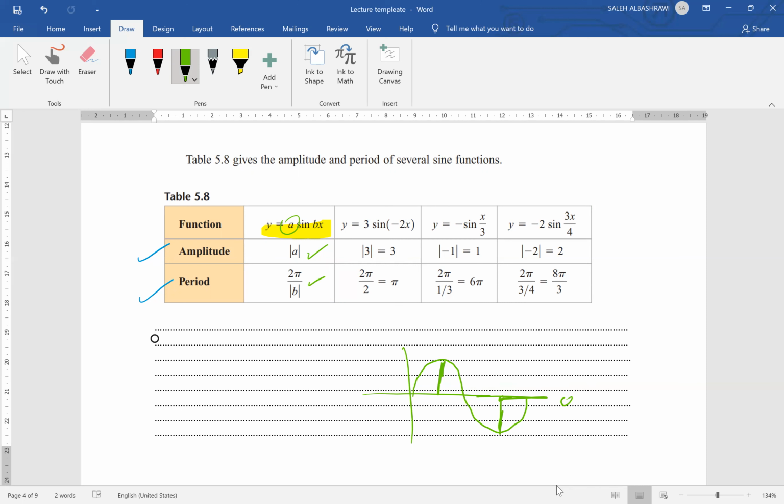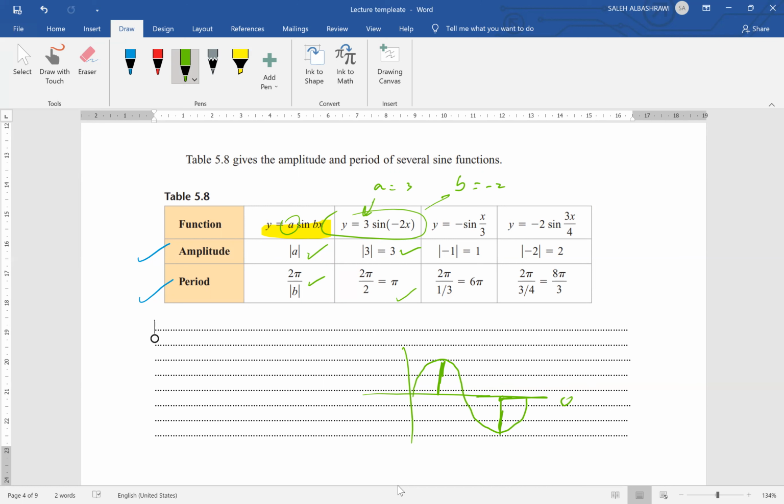For example, if we have y equal to 3 sine minus 2x, in this one a is equal to 3 and b is minus 2. So the amplitude is the absolute value of 3, which is equal to 3. And the period is 2 pi divided by 2, which is equal to pi. Take the absolute value, so the period is equal to 1 pi.